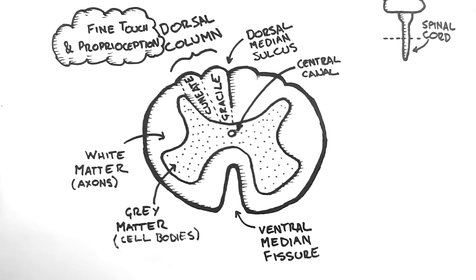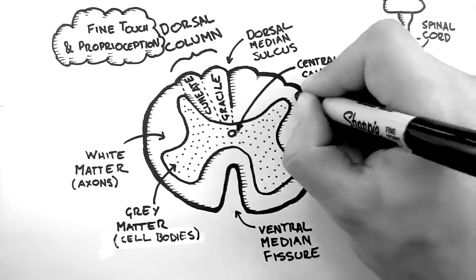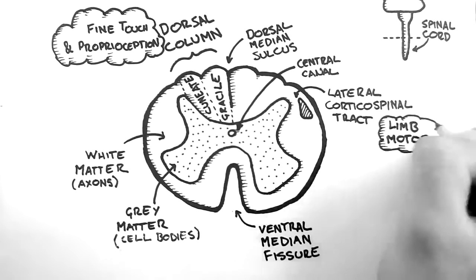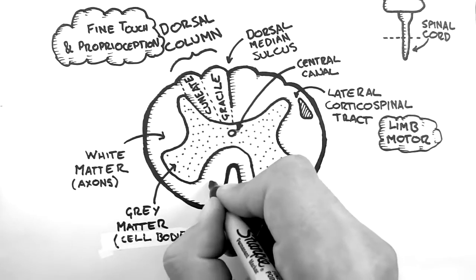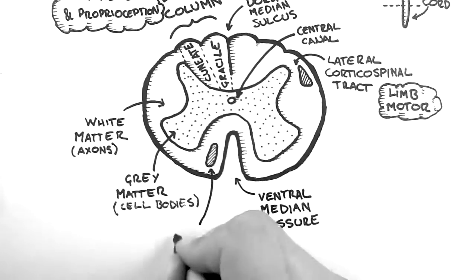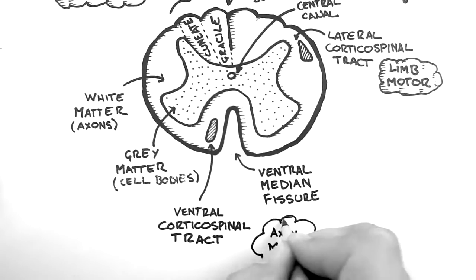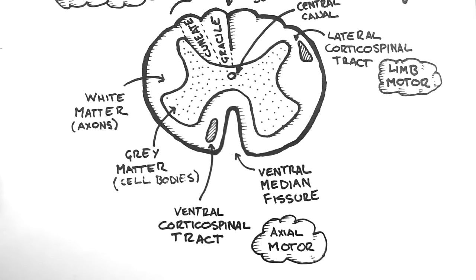position, to the brain. I should just clarify that there is a left-sided version and a right-sided version of each pathway, but I've only drawn one or the other for clarity. To put it another way, the left and right sides of the spinal cord are mirrored. Moving along, off to the side here we have the lateral corticospinal tract, which carries limb motor or limb movement information. And alongside the ventral median fissure, we have the ventral corticospinal tract. And this carries motor information to the axial muscles, which is essentially every muscle that doesn't involve the limb.